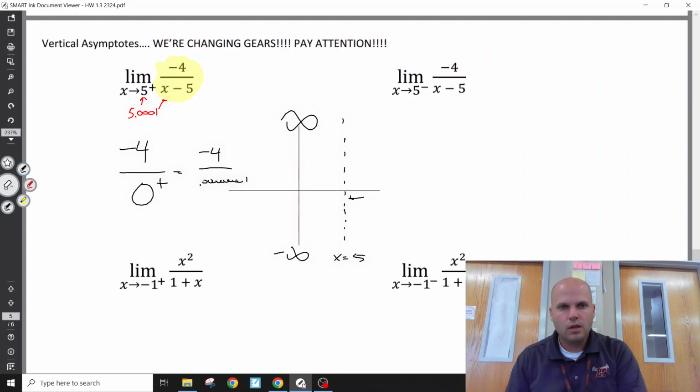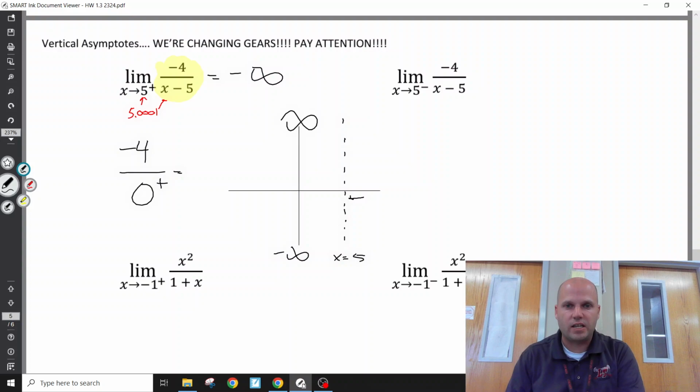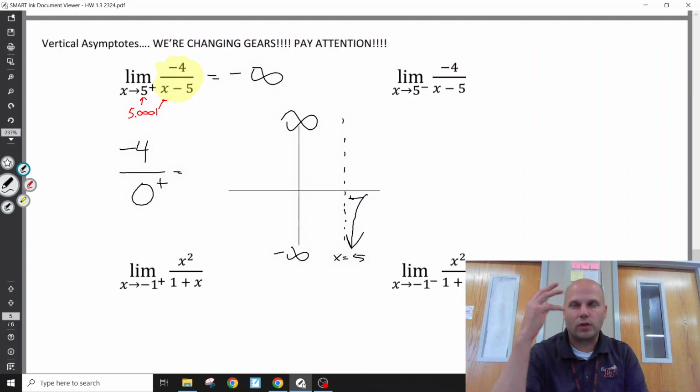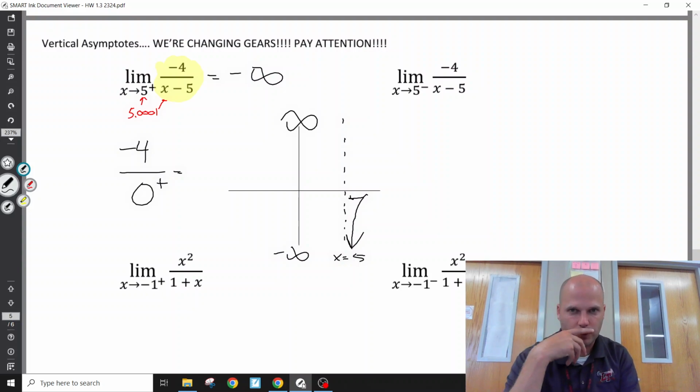Anyways, this is how we're going to get our direction of infinity. This is how I'm going to know, oh, we are going to be approaching negative infinity. So to the right of 5, I'm going down like that. We not only know that we have a vertical asymptote, but we know the behavior around our vertical asymptote.